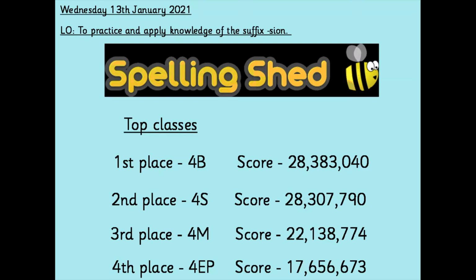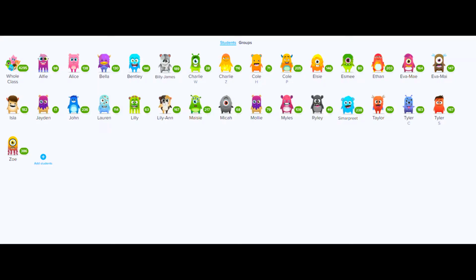4M, you're doing well in third place. And finally, 4EP. Come on, 4EP, let's see if you can get further up the leaderboard next time. I'm going to award everybody in 4B another whole class dojo point for aspiration for trying so hard with your spellings. Keep it up, everybody.